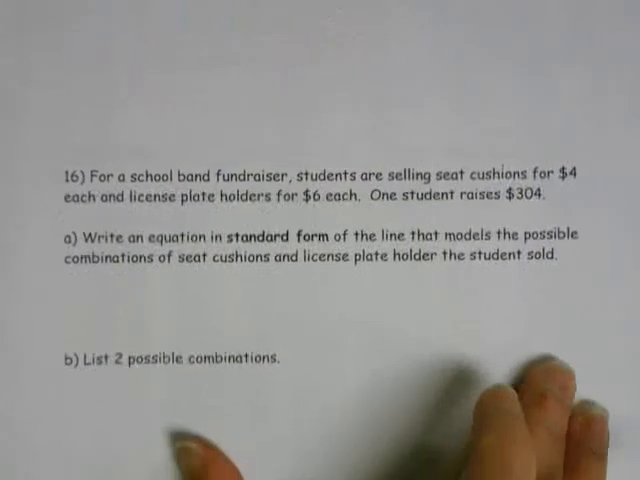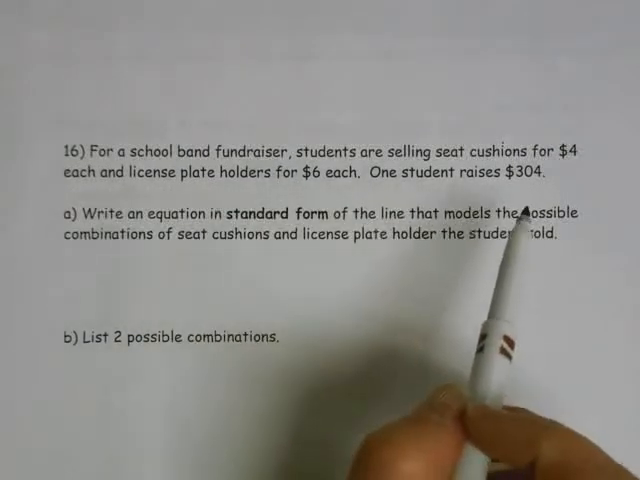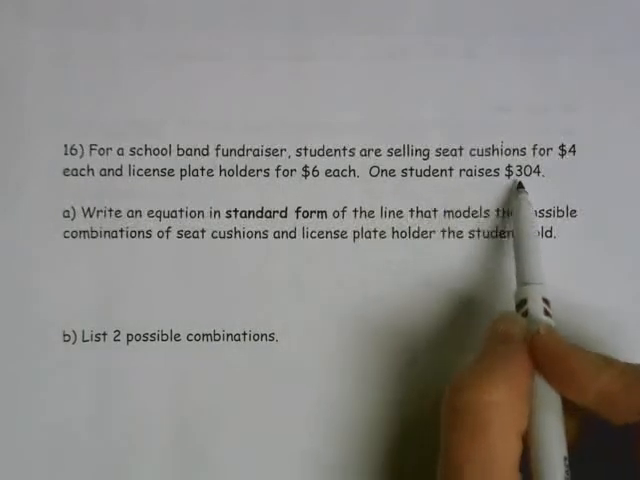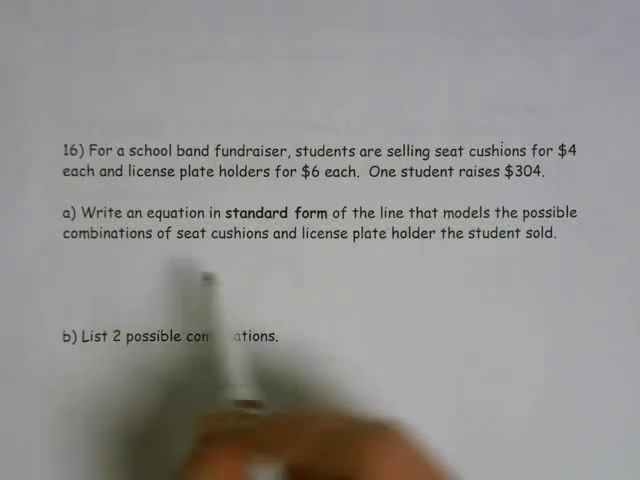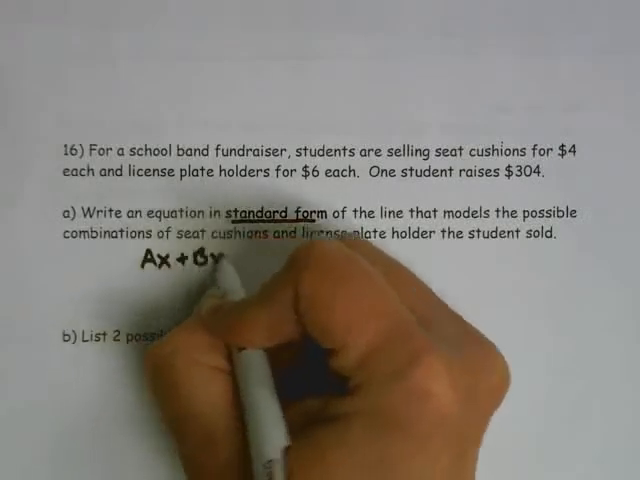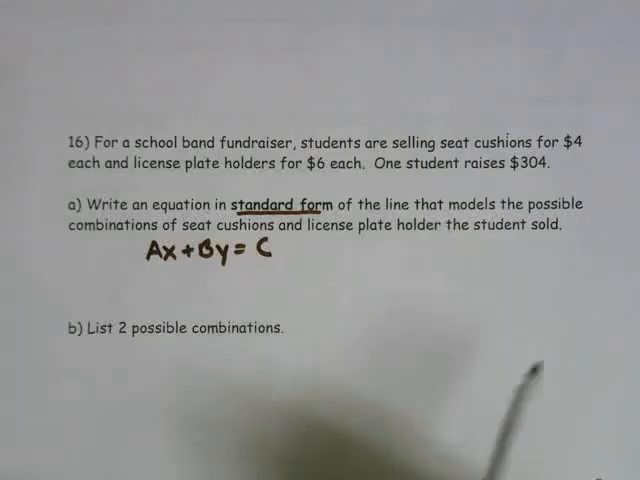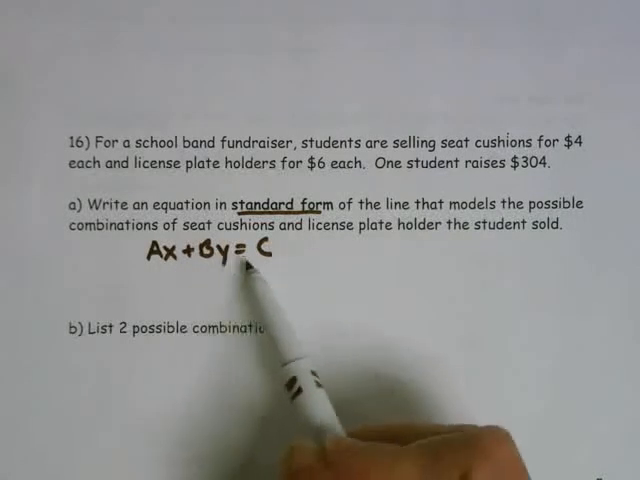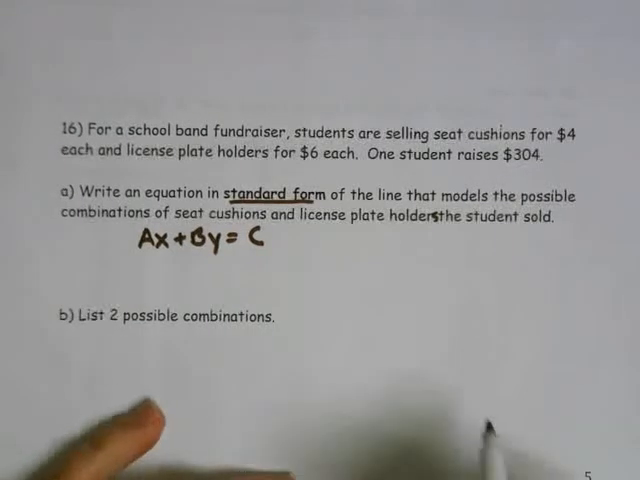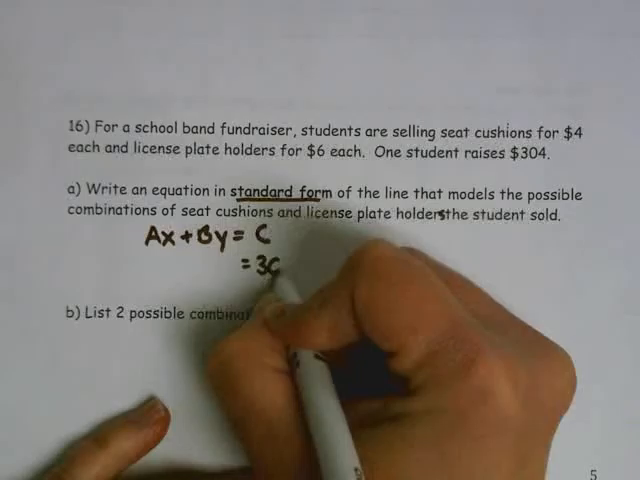Number 16, school board fundraiser. Students are selling seat cushions for $4 and license plate holders for $6. And a student raises $304. We want an equation in standard form, ax plus by equals c, of the line that models the possible combinations of seat cushions and license plate holders, that's a typo, the student sold. So how much did they sell total? $304. That's like our total.